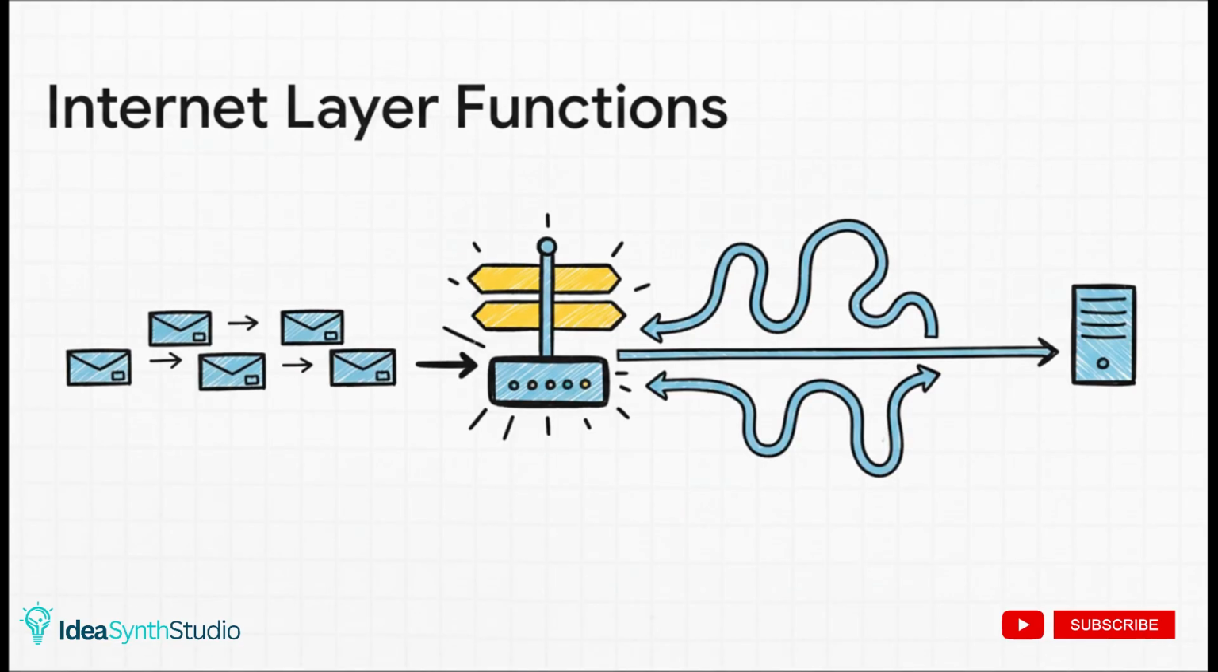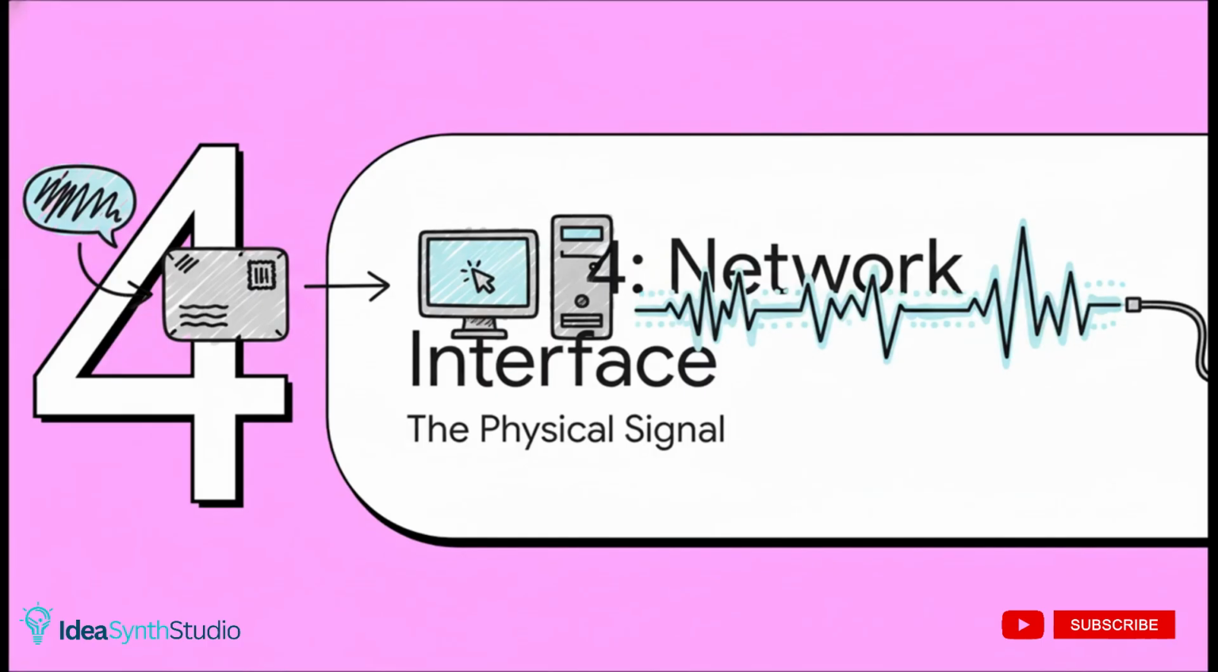So yeah, this layer is the master logistician. It's in charge of those IP addresses, the unique ID for every device out there, and it uses routers. Think of them as the traffic cops of the internet. They're constantly looking at the traffic and deciding, okay, what's the absolute fastest, best path for this little packet to take right now? So let's recap. We have a message, it's packaged, it's addressed, it knows where to go.